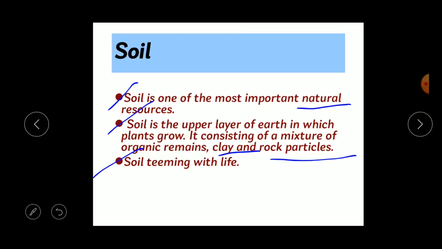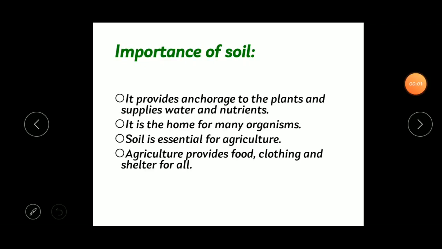So now let's move to the next topic. Our next topic is importance of soil. The soil provides anchorage to the plants and supplies water and nutrients. So soil supports the plants and supplies water and nutrients that the plant requires for growth, right?